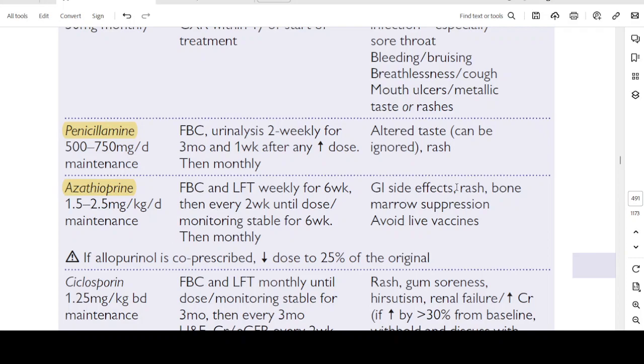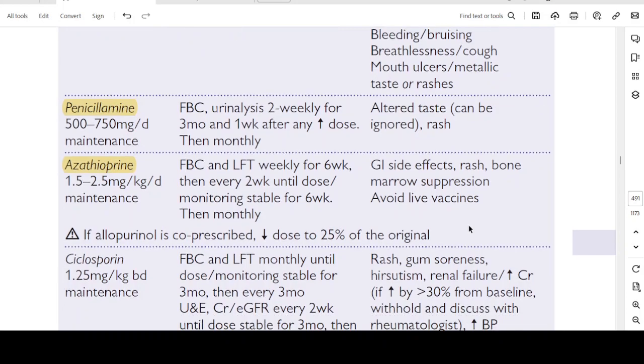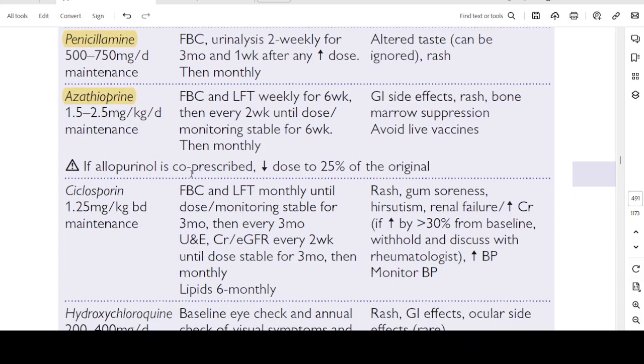Side effects are GI effects, rash and bone marrow suppression. Avoid live vaccines when you're taking azathioprine. If allopurinol is co-prescribed, decrease the dose of azathioprine to 25% of the original dose.